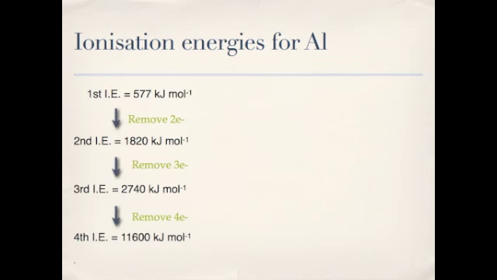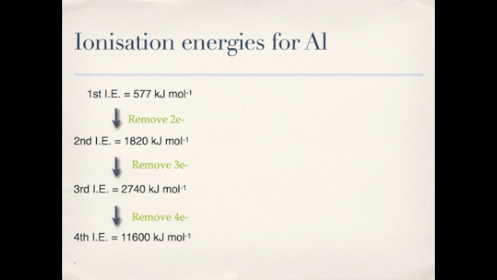We see that the first ionization energy for aluminum to remove its first electron is quite low at 577 kilojoules per mole. As we go further down at removing more electrons, the amount of energy required is extremely large and almost impossible to do when you get to the fourth ionization energy. Aluminum is not going to give away 4 electrons. The number is far too big.